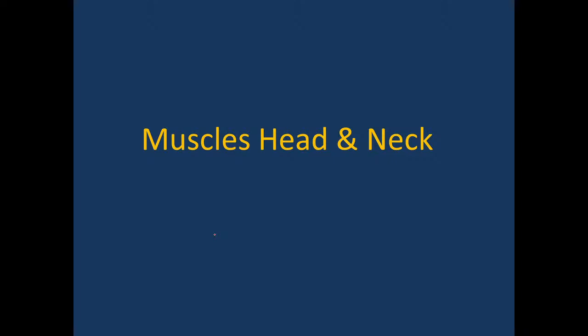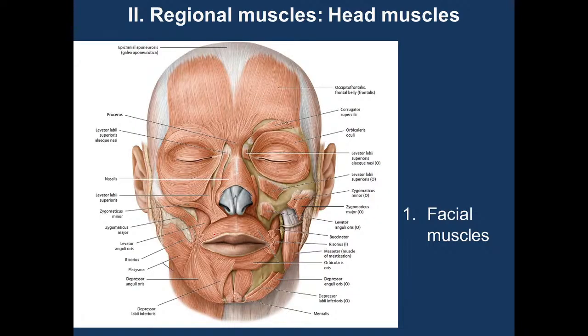And the last part of our lecture is the regional muscles, and we will see what kind of muscles we could find in our head. So in the head we have two groups of muscles. Facial muscles are located in the face, usually around some anatomical structures like the orbit, cavities, oral cavity, nasal cavity, as well as around our ears.